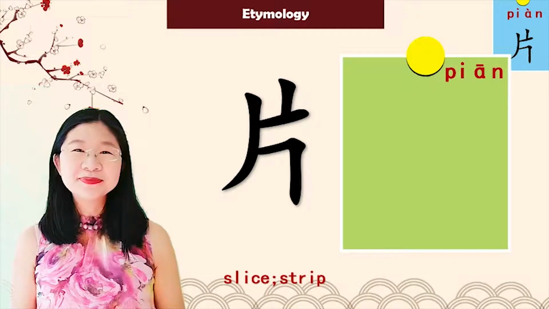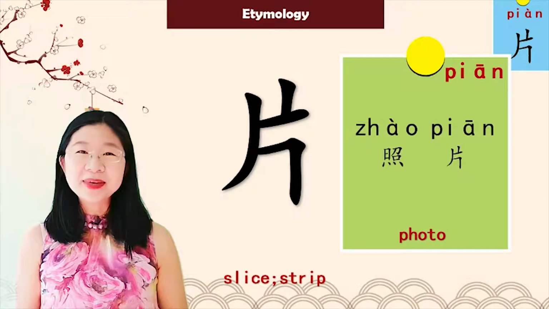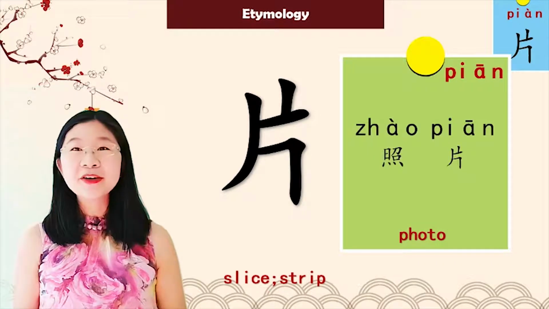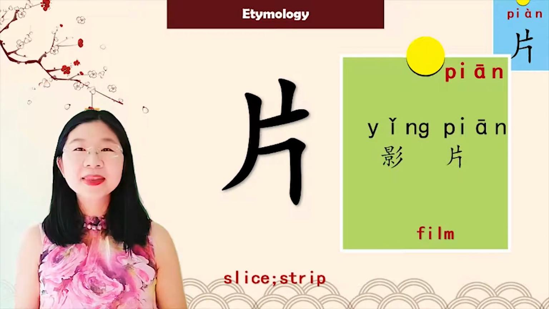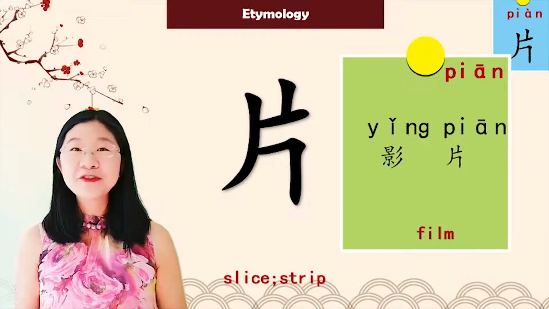For example, 照片 means photo. 影片 means film.